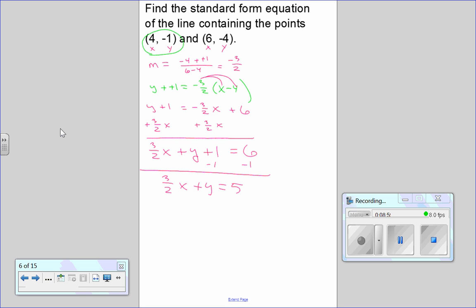We have one slight problem, and that's fractions. We don't want fractions in our standard form equation. We're going to multiply everybody by 2. It'll clear our fractions out. So multiply this term by 2, multiply this term by 2, multiply this term by 2. 3x plus 2y is 10.